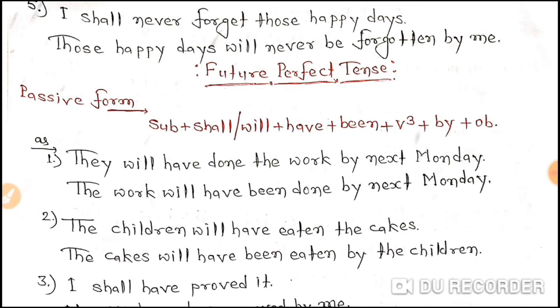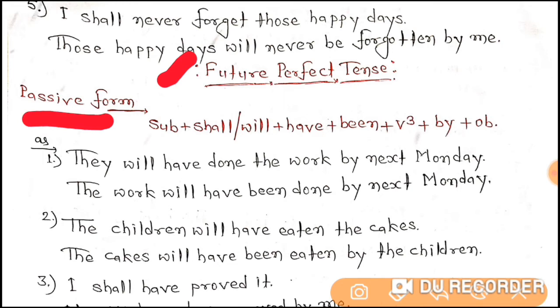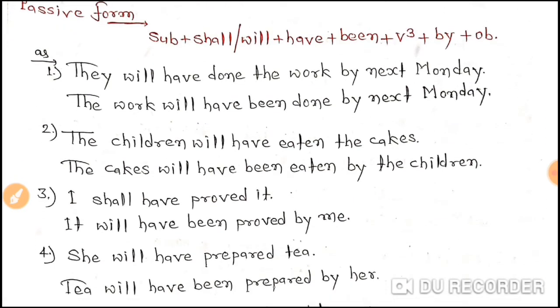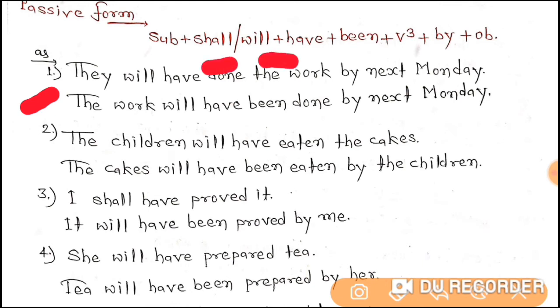Now let's understand the last one, future perfect tense. The passive form of future perfect tense is what? Subject, shall, will, and then have, then been, V3, by, and object. Now let's understand it with the help of some examples. So the first example is, they will have done the work by next Monday. So they will have done what? So your answer is the work. So only the work you have to take out, and you have to make it the subject of passive voice.